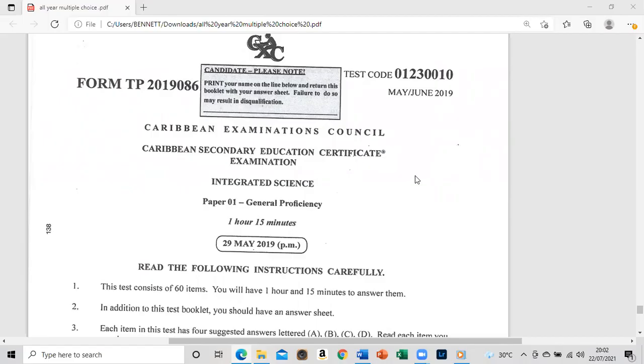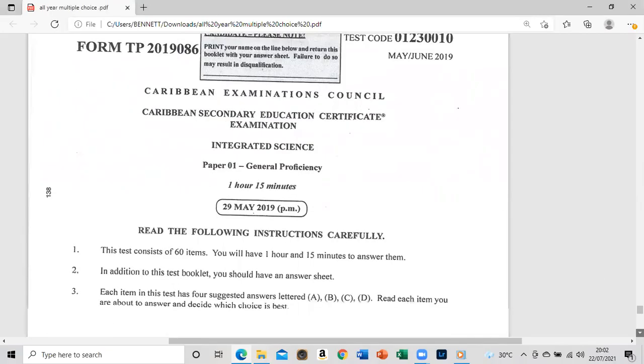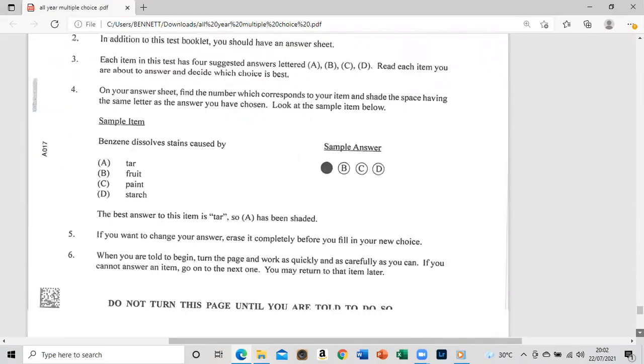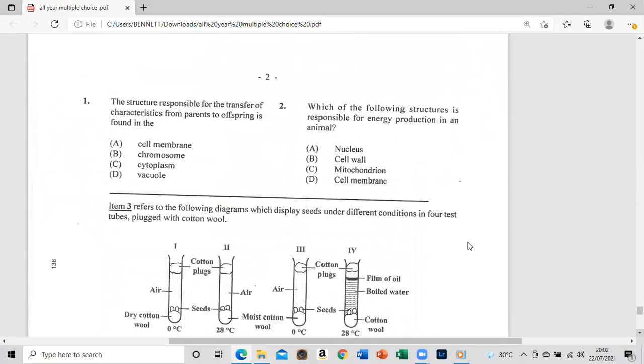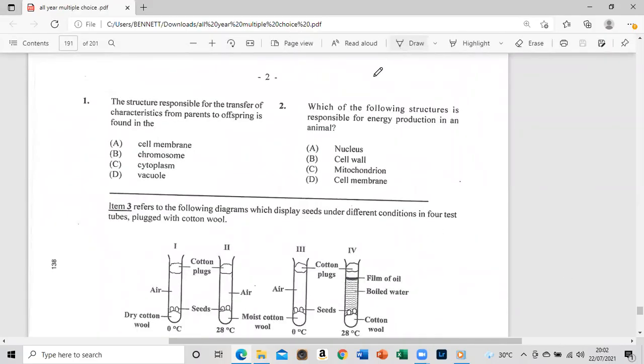As you can see, we're looking at the Integrated Science Paper 1, and this year is 2019. Let's proceed and go down to it. Structure. The structure responsible for transfer of characteristics from parents to offspring is found in the: A, cell membrane; B, chromosomes; C, cytoplasm; or D, vacuole? And that is the chromosome. So number 1 is B.